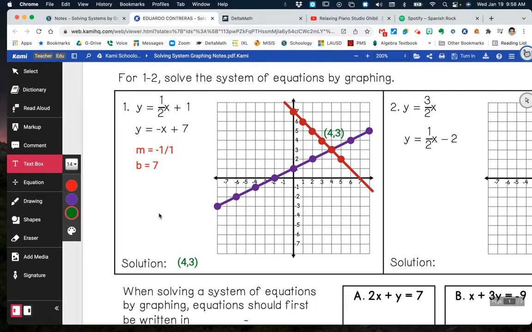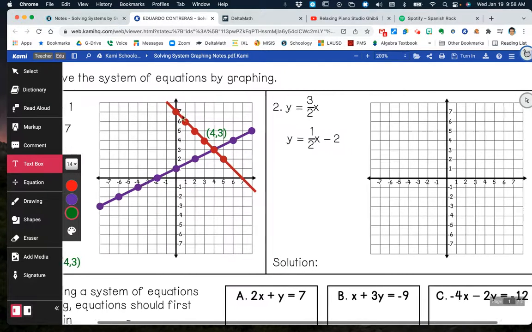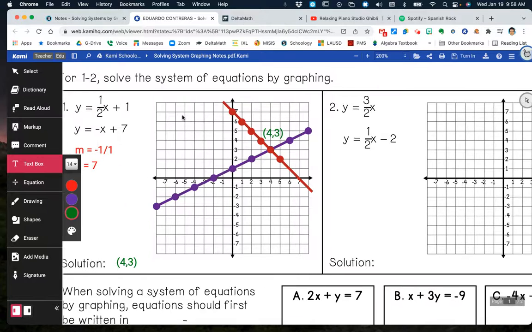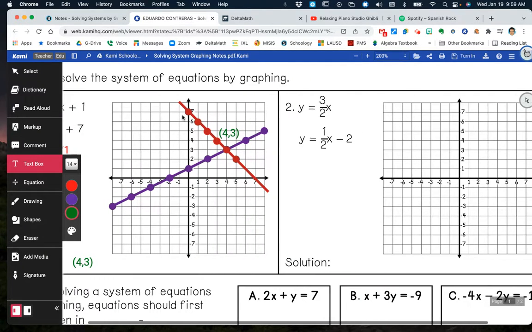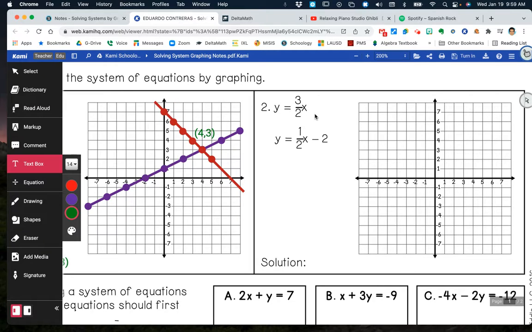If I were to plug in 4, 3 for x and y, it would give me true statements in both equations like we were looking at yesterday. Let's just finish up this one, okay? All right. Let's move on to the second one. You guys ready? Okay. So let's take a look at y equals 3/2 x.